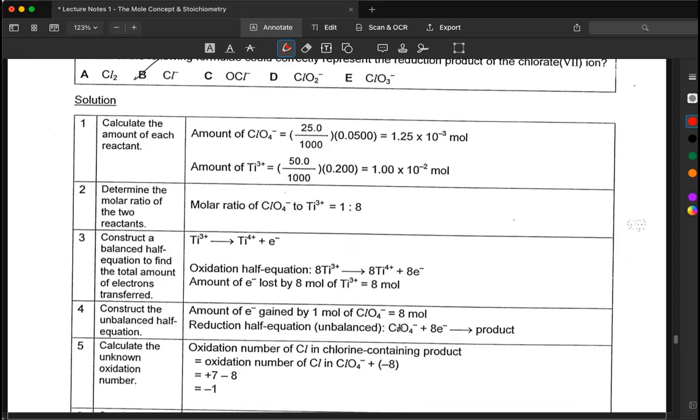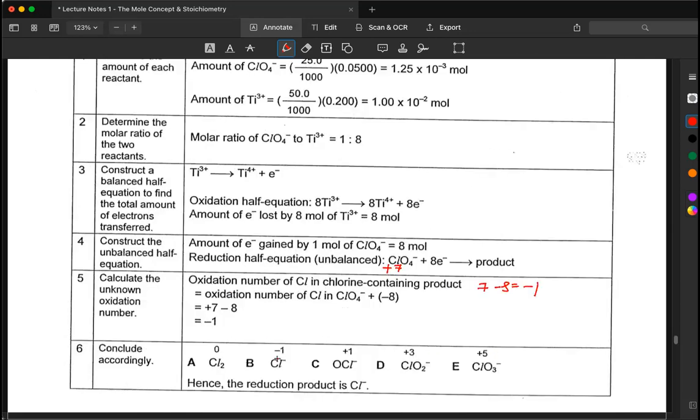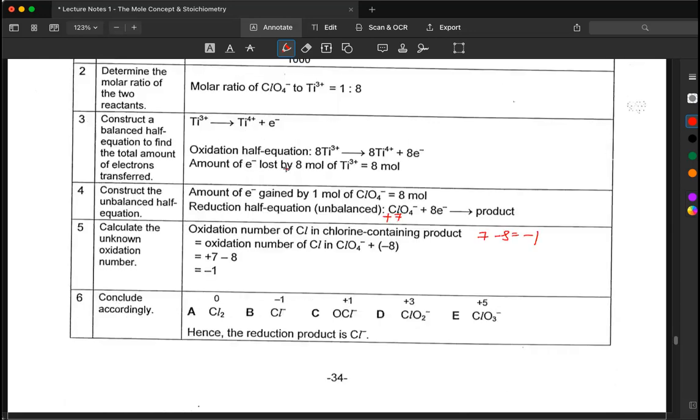So with that, you work backward. So the oxidation number is X. I don't know what it is. So X minus 8 becomes the product. Hey, the X is given, sorry. It's +7. So 7 minus 8 gives you -1. So the corresponding one would be this one.